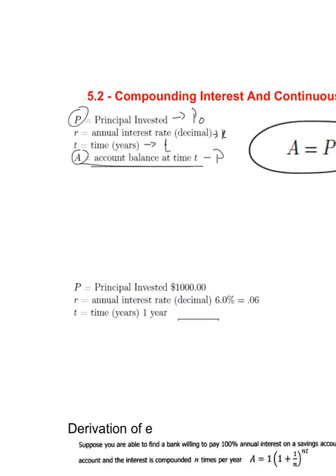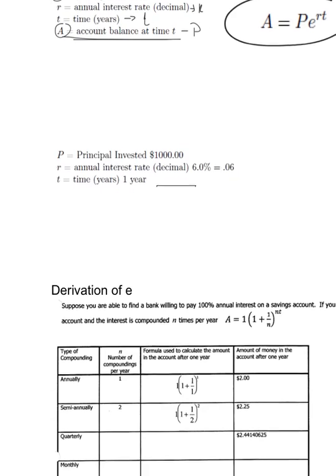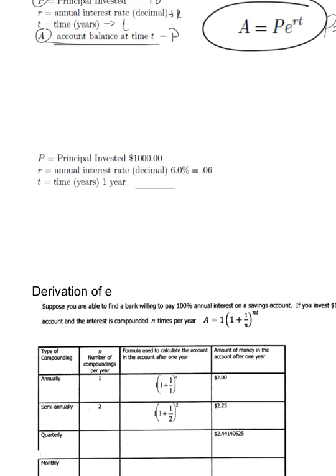Let's look at an example here. We're going to be dealing with a principal investment of $1,000. I'm going to write down A is equal to our principal investment times e to the rt. We're going to have a principal investment of 1,000, an interest rate of 0.06, and a time of 1 year. This is our first type of problem, and all we do here is plug in what we know.